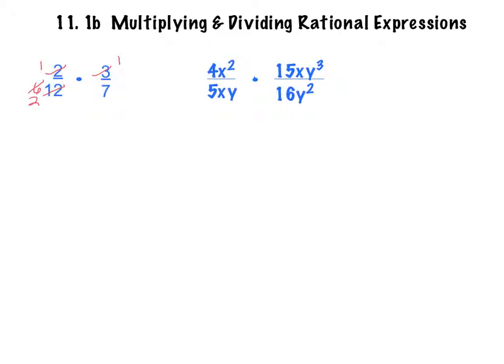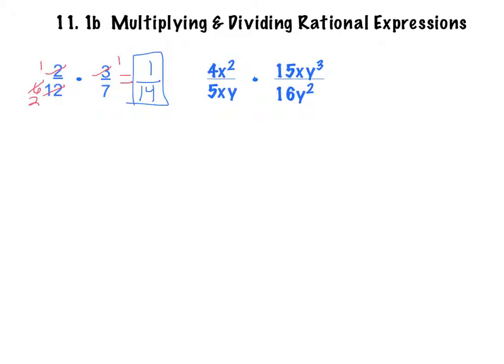Once you've gotten all the reducing done that you can, you just multiply straight across. So 1 times 1 gets us a 1. And then 2 times the 7 gets us 14. So now we're going to do the same thing with a bunch of variables in there.